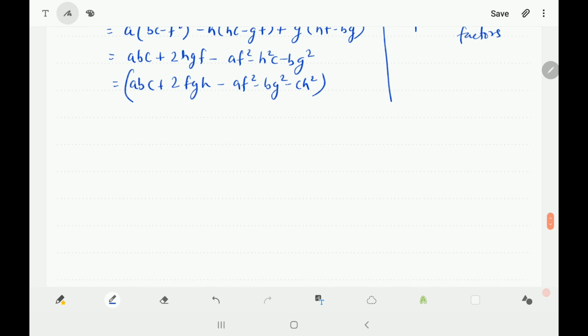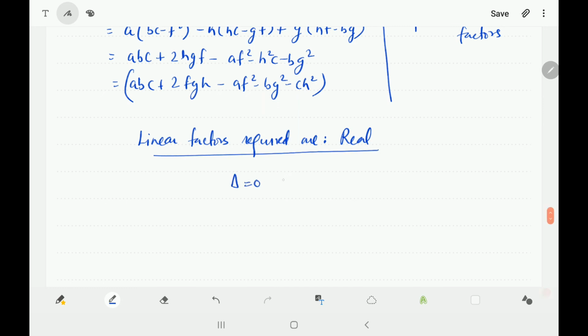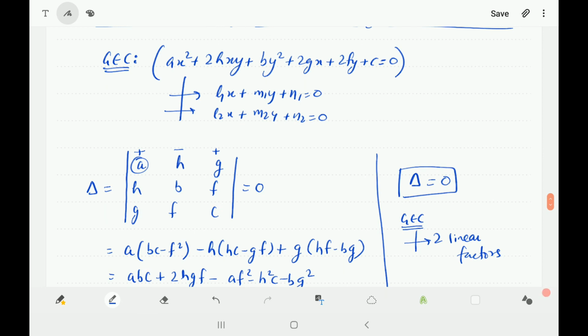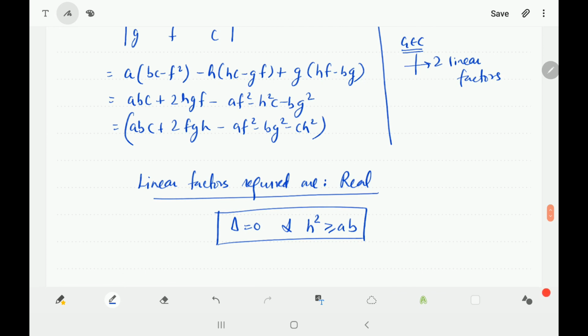Okay, there was one more condition. If in the question it is asked that the linear factors required are real, then the condition should be delta equal to 0 and H square greater than or equal to AB. If the linear factors which are required are real, then the condition will be delta 0 and H square greater than or equal to AB. If the problem is not stating that the linear factors required are real, then only delta equal to 0 can be used. If it is stating that the linear factors should be real, then H square greater than or equal to AB must be used.